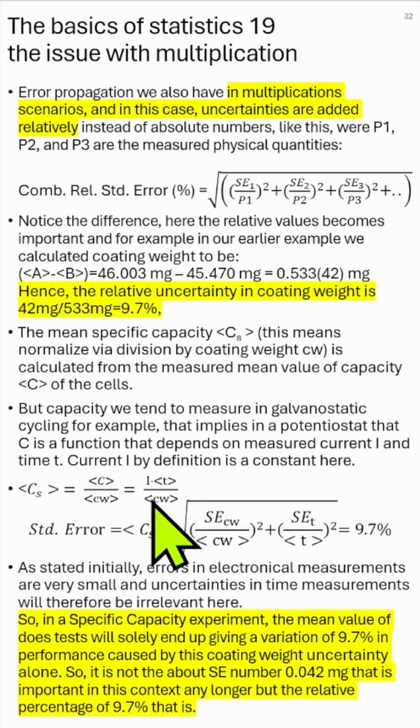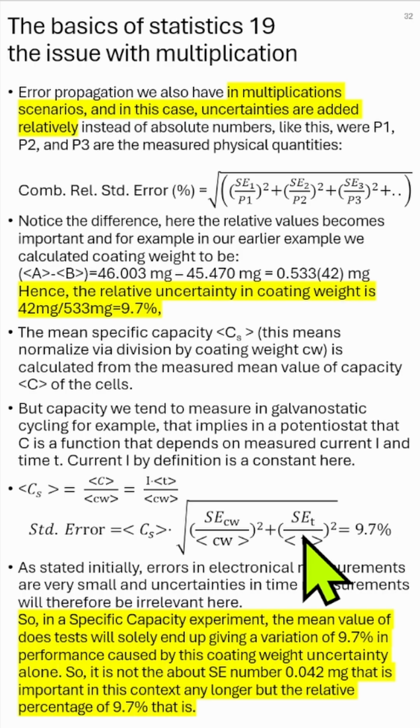So if we look at the standard error propagation for this scenario where we have multiplication, we clearly see that the errors are added relatively under the square root sign. So we still add them by this Pythagoras thing, but we add the errors relatively. So here we will have the relative error in the coating weight squared plus the relative error of the time measurement squared. But remember that I said that we in electronics usually have very good machines nowadays.